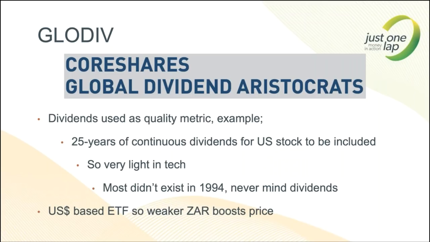So it turns out by sheer dint of fate, we have an ETF which is brilliantly positioned. It's the CoreShares Global Dividend Aristocrat ETF. We think it therefore aims for high dividends. No, dividends is the quality metric. To be a US stock, you need 25 years of continuous dividend payments. That excludes Apple, because they were nearly bankrupt 25 years ago, excludes Google, because they didn't exist 25 years ago, excludes Amazon, because they were nearly bankrupt 25 years ago, does include Microsoft, does include IBM. So it does have tech.